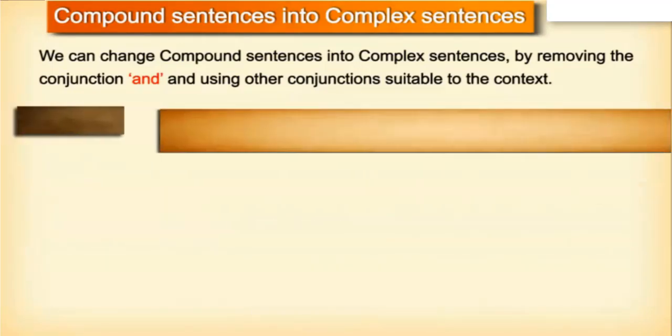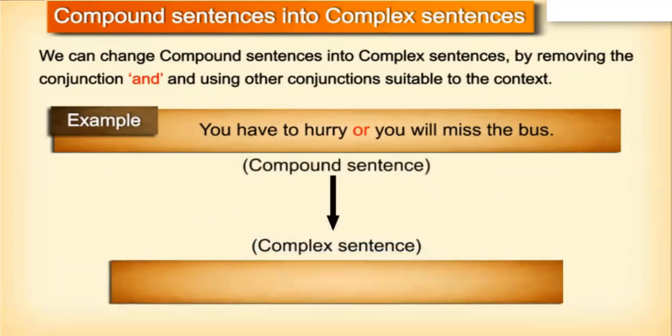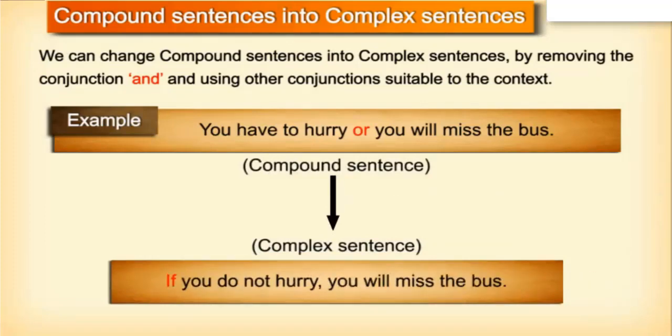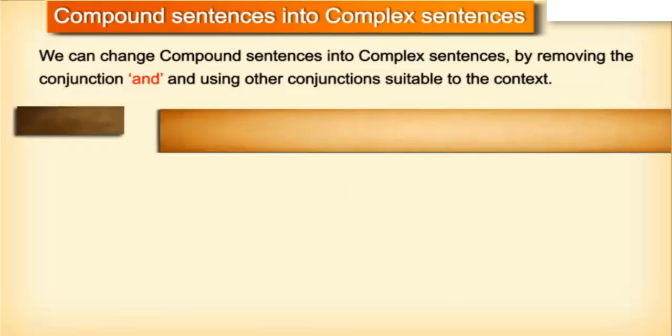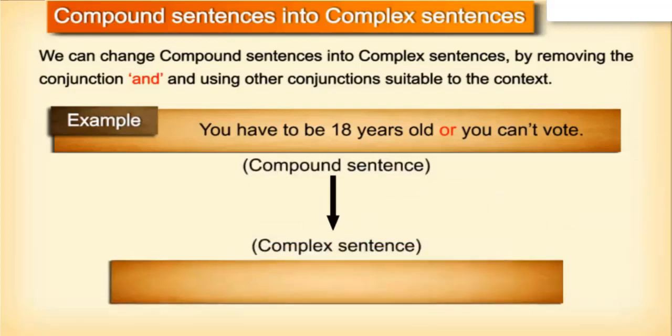Let us see some more examples. You have to hurry or you will miss the bus. This is a compound sentence. Its corresponding complex sentence will be, if you do not hurry, you will miss the bus. You have to be 18 years old or you can't vote. This is a compound sentence. Its corresponding complex sentence will be, if you are under 18, you can't vote.